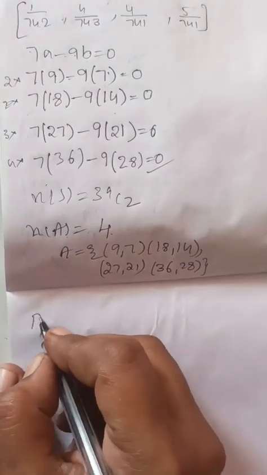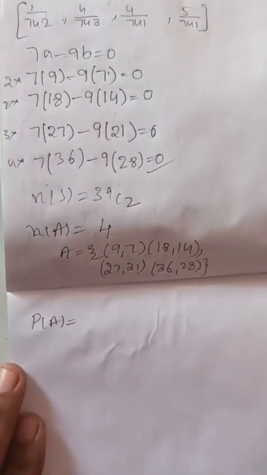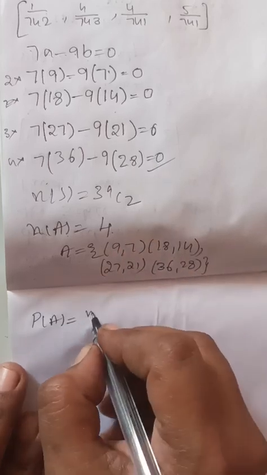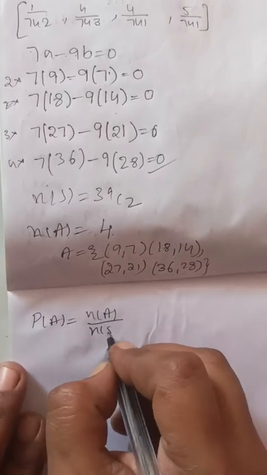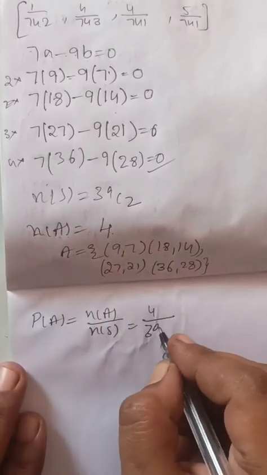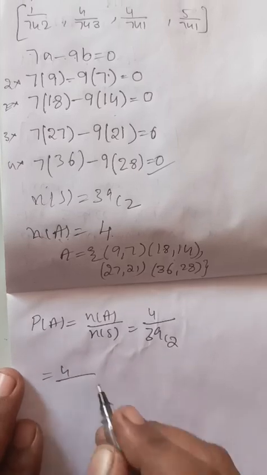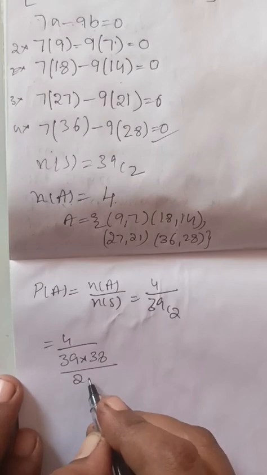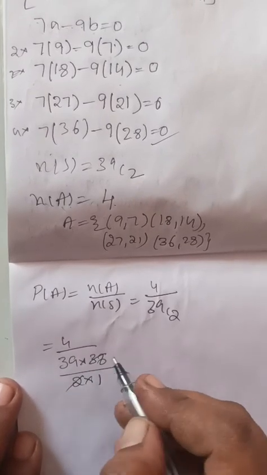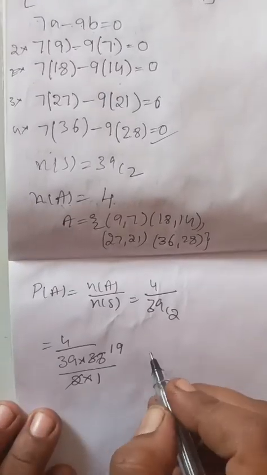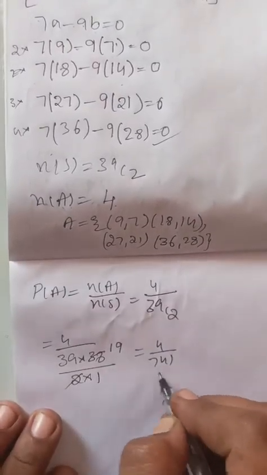Therefore P of A, the probability that those numbers satisfy the above equation, equals n of A by n of S. n of A is 4 and n of S is 39C2. So 4 by 39C2, that is 39 into 38 by 2 into 1. So we can cancel 2 ones and 2 nines? So 4 by 741 is the answer.